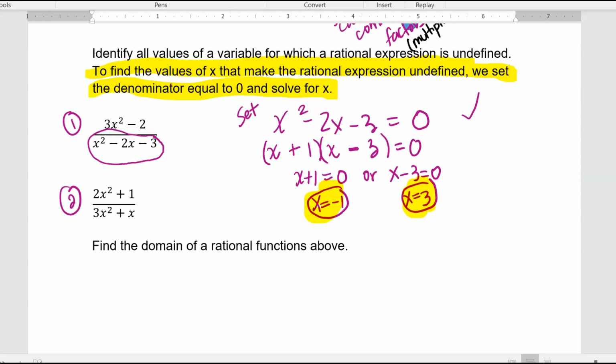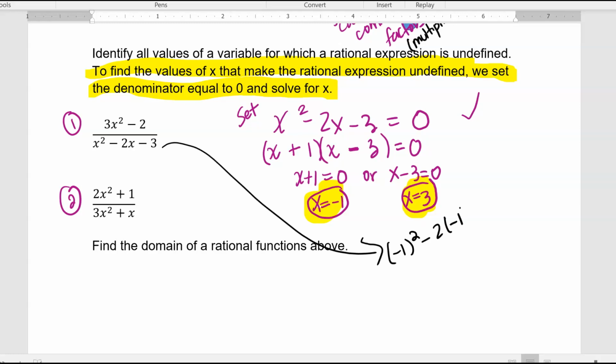So what that's saying is if we replace the x's in the denominator with either one of these answers, we would get undefined, meaning that the denominator would end up equaling 0. And you can always test that by plugging in a -1 into the x's, right? For example, if we replace all of the x's with a -1, then we get +1 plus 2 minus 3. 3 minus 3 is 0.